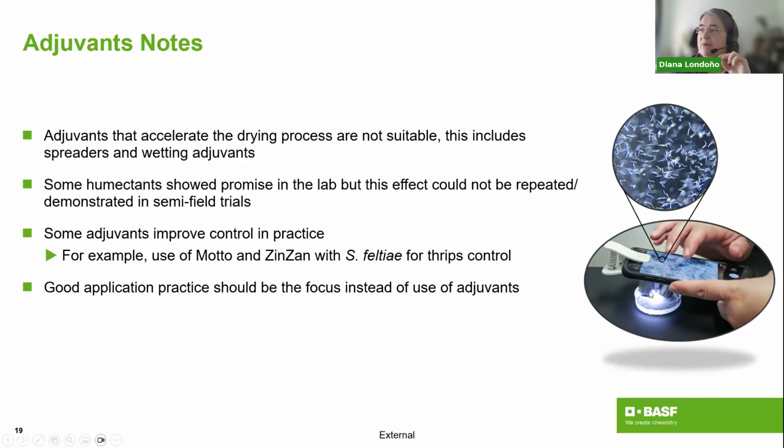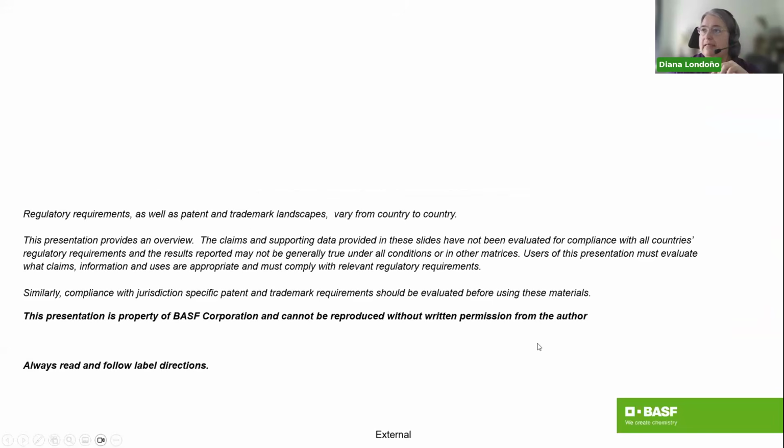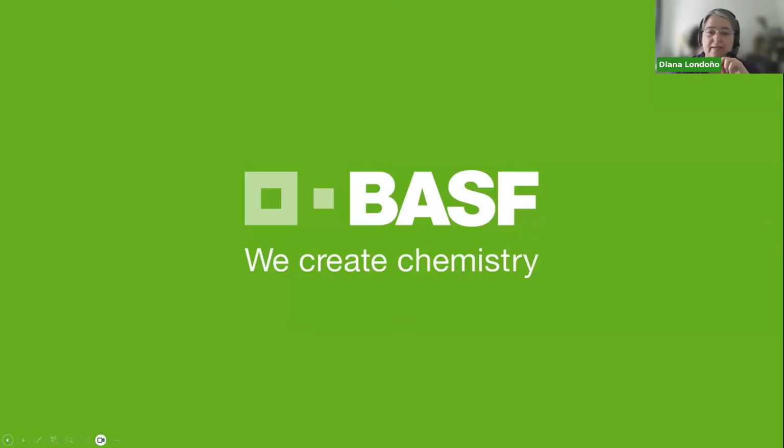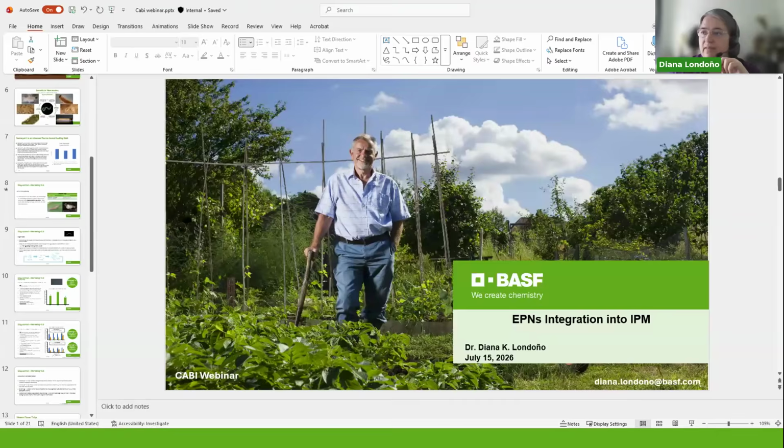We are using this device for the cell phone that is working very well, because we know that not everybody has a microscope in the field or in the greenhouse. This is very useful, and you can get good information on whether you have a good number of nematodes moving well and not dead. So with that, I'm going to stop here. Again, thank you very much for the invitation.